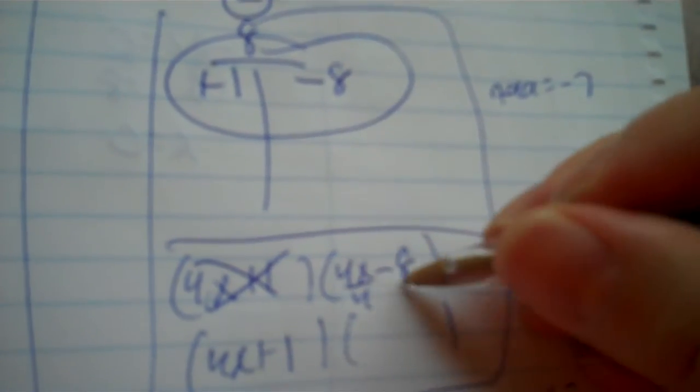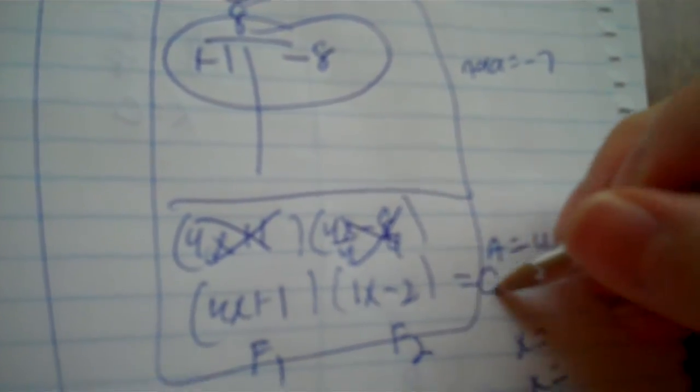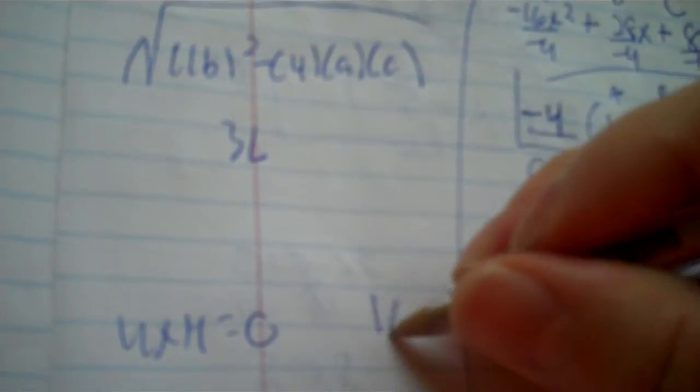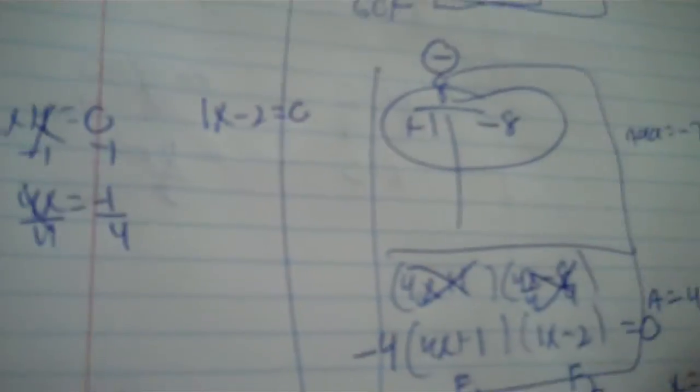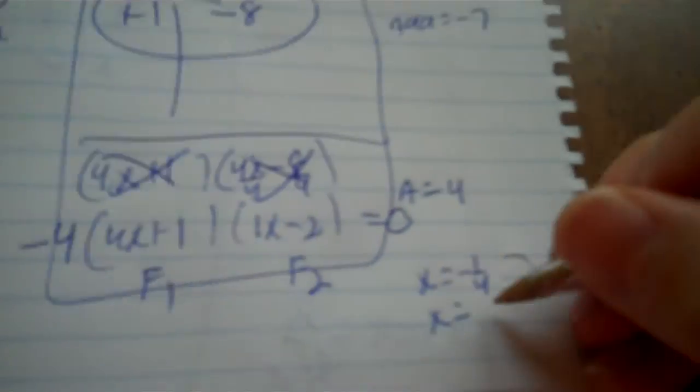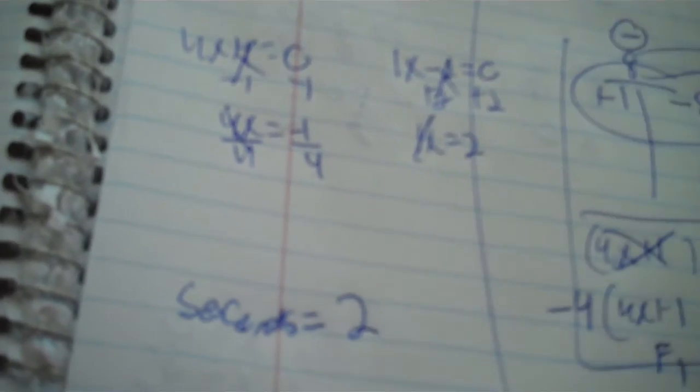That would stay the same. This can divide by 4. That's F2. Now that GCF of negative 4, you can put it down there, but I don't use it to solve. It's not important. So 4x plus 1 equals 0. 1x minus 2 equals 0. So minus 1, you get negative 1. So negative 1/4 would be my first answer. And the other one, 2 would be your second, okay? Use 2 as your legitimate answer.